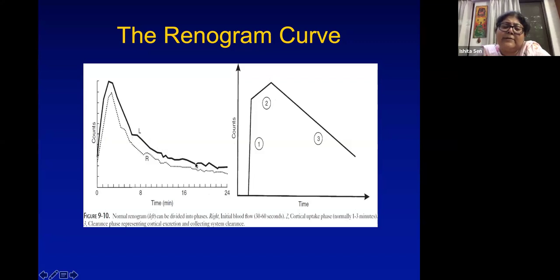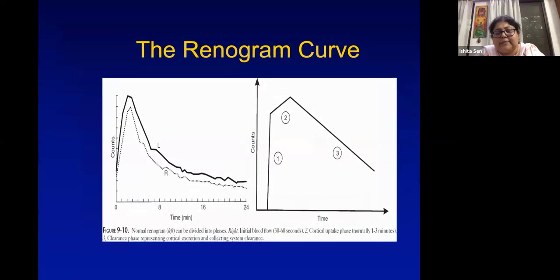And at 20 minutes, you have something called the T half max, which means if you look at the counts in the peak counts, the T half max is actually half of that peak count. The ratio of the peak counts to the counts at T half max should be 0.5, which means that 50% of whatever was in the kidney is excreted. T half max should be at least 20 minutes. And if it is more than 20 minutes, there is a possibility that that kidney is an obstructed system.